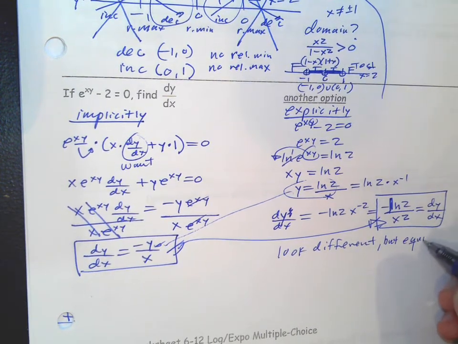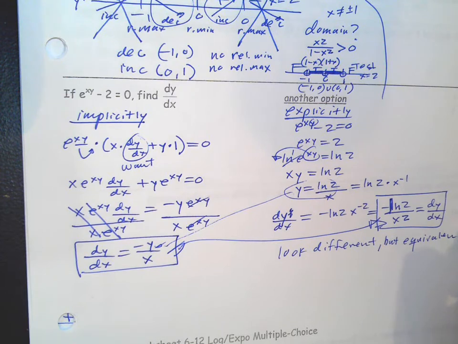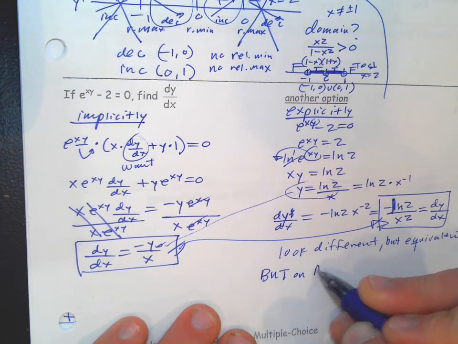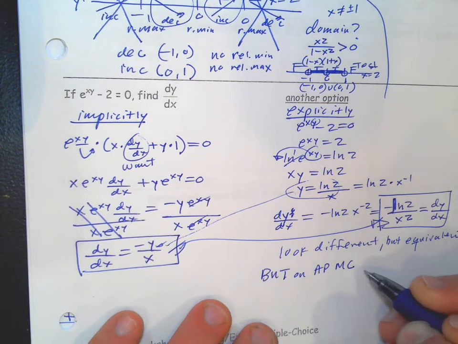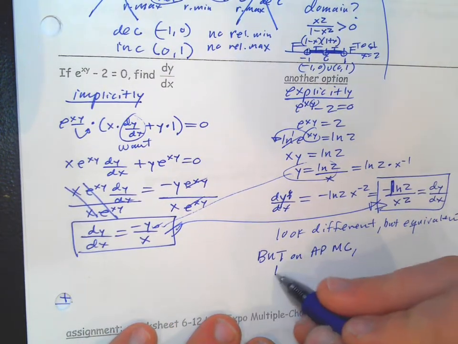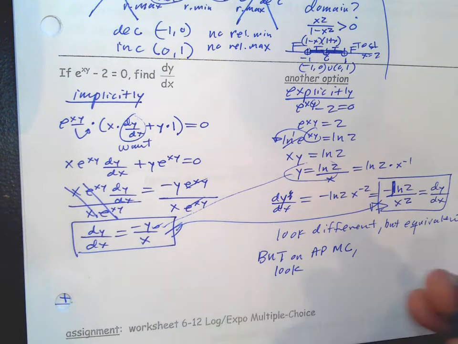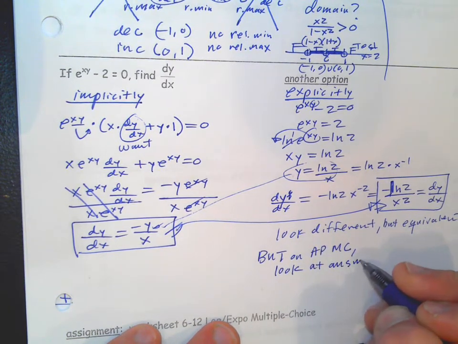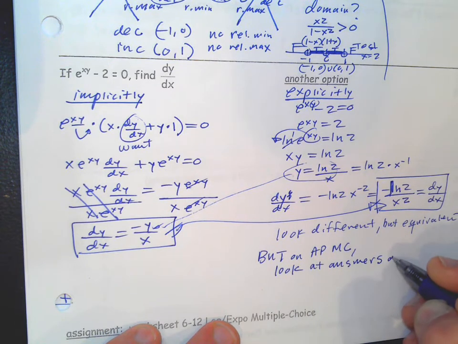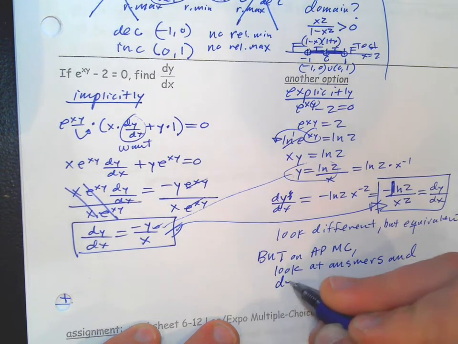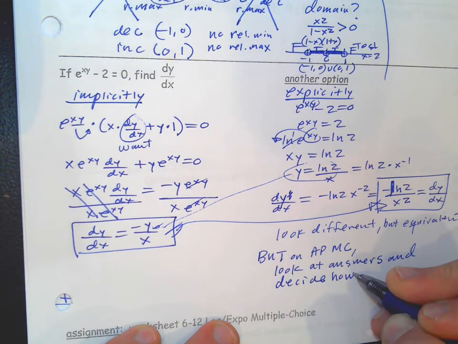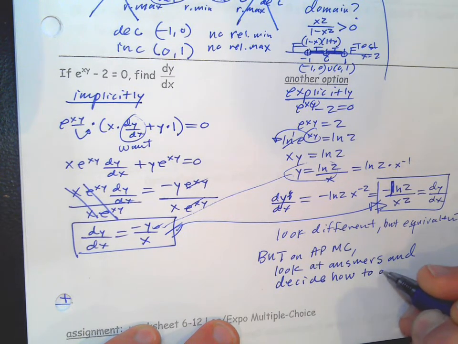The thing you have to watch out for is multiple choice on the AP test, because you're at the mercy of their answers. So what you should do a lot of times before you even start working on the problem is look at the answers and see what kind of form they are. And then from there, decide which approach would be more efficient for what you're trying to get.